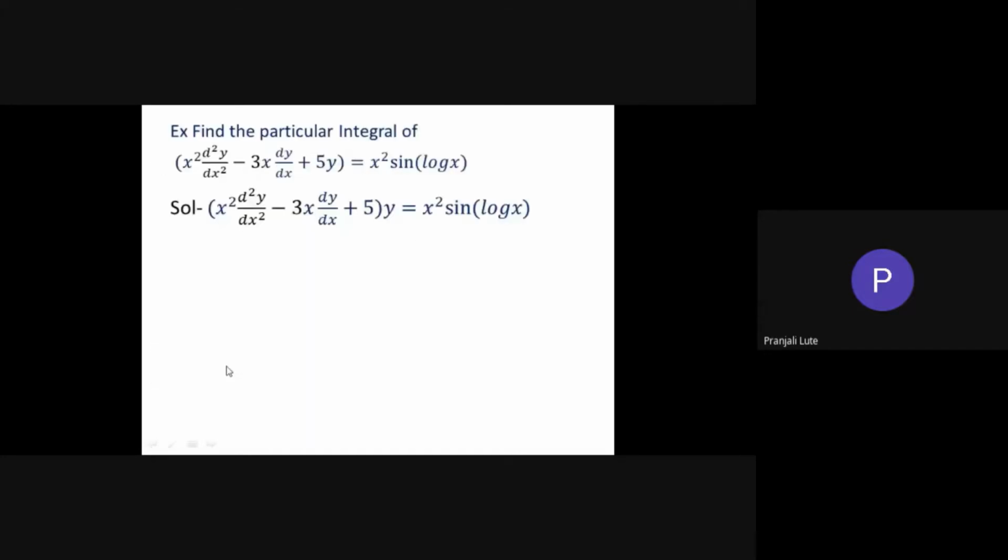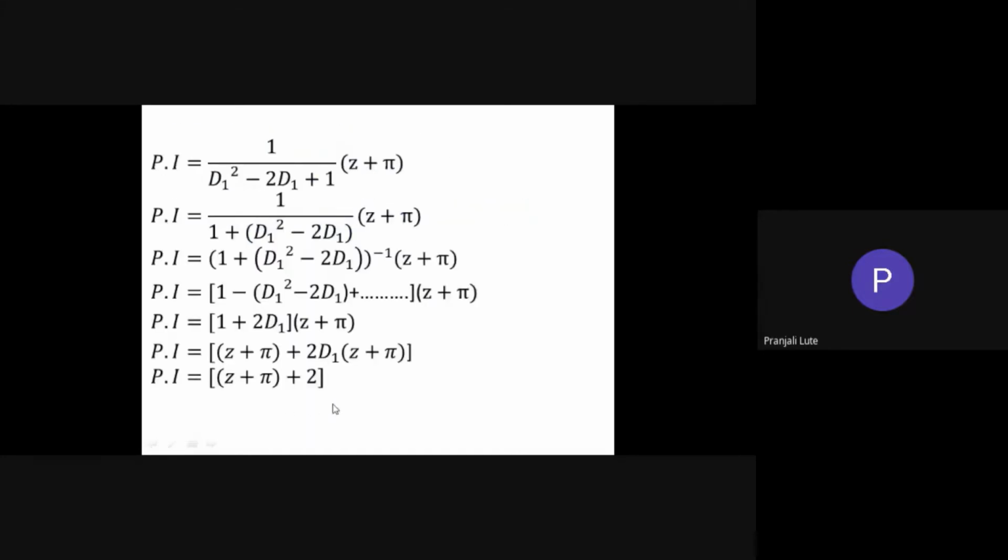But we used the substitution z equals log x, so we have to replace z by log x. So y equals log x + pi + 2. This is the particular integral of the given differential equation. Then we see the last example of this form, the last example of finding the particular integral.